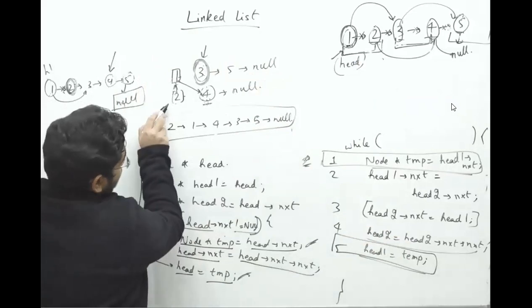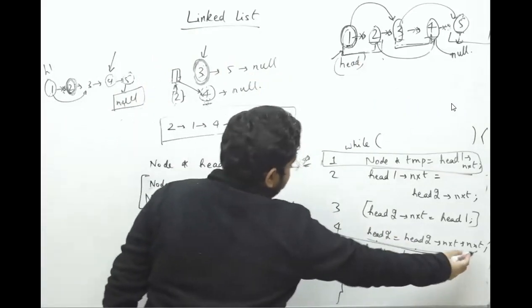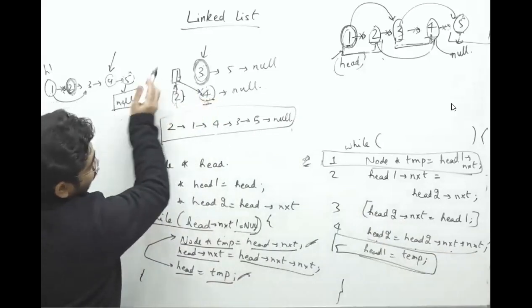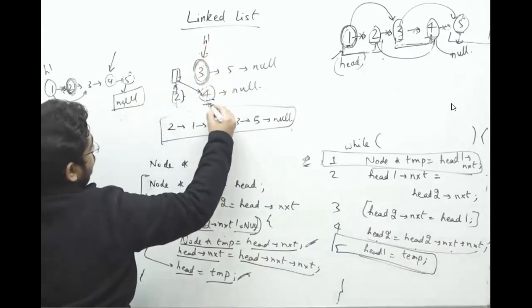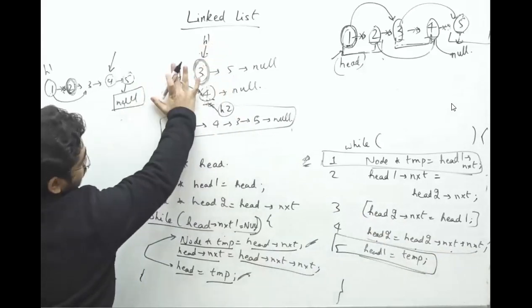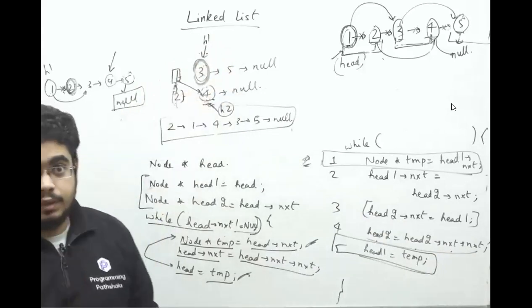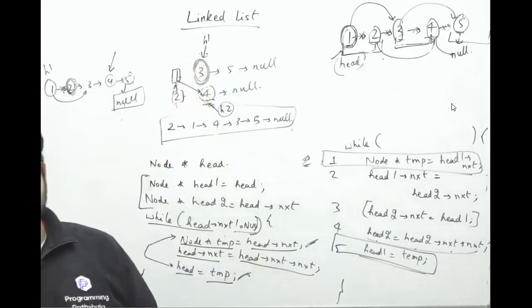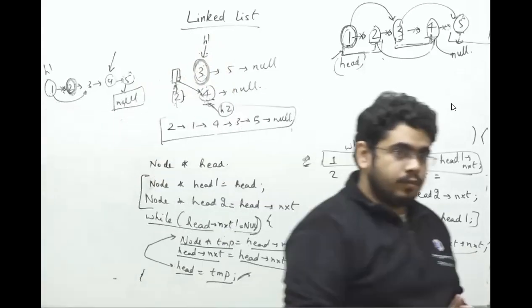So how do I pass it? I say head 2 now becomes 4. So I've written head 2 equal to head 2 next. And head 1 now becomes temp, which was stored. So head 1 becomes this, head 2 becomes this, so that they can figure out. Now this is no longer in picture. In a way, I'm just merging these two. Now is it making sense? Completely?